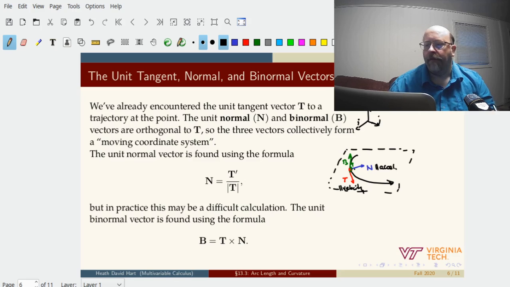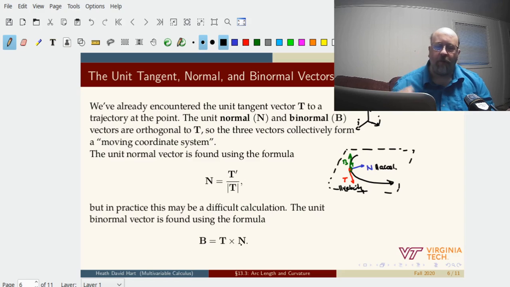Since you're turning to the left at the moment of this here, your acceleration is towards the left. Your binormal vector is outside the plane, and it's pointing overhead from this point of view. The binormal vector is just a cross product of T cross N. And that's how you get your third perpendicular vector.